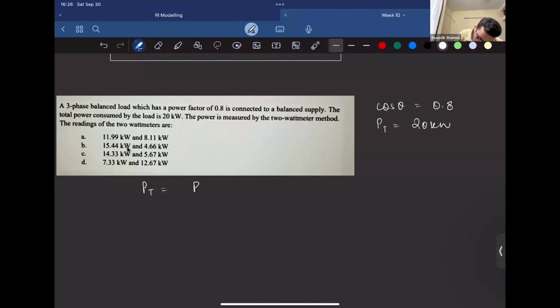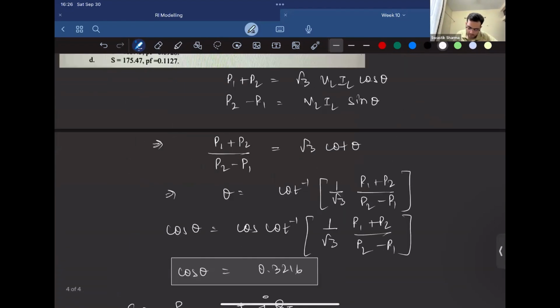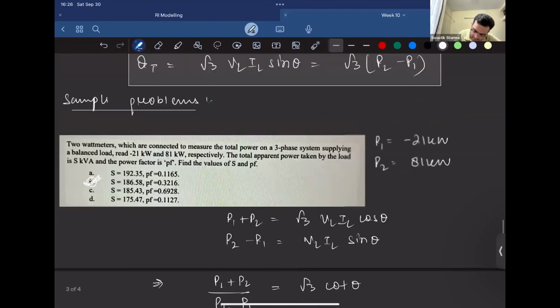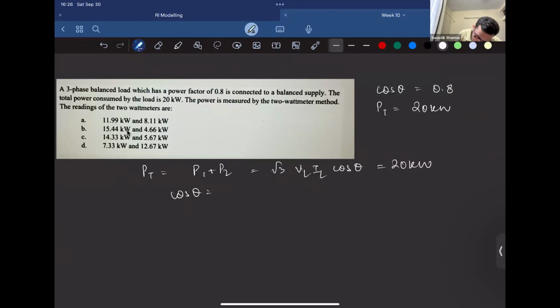Yeah. So PT is P1 plus P2, which is nothing but root 3 times VL IL cos theta, right? So we know this thing, which is 20 kilowatt, and we also know that cos theta is 0.8. So we can make use of that equation.